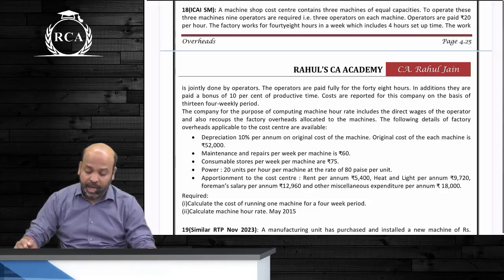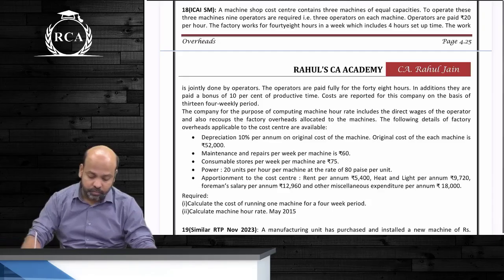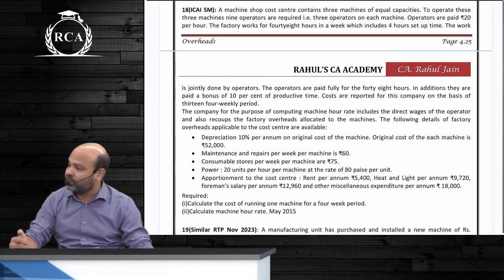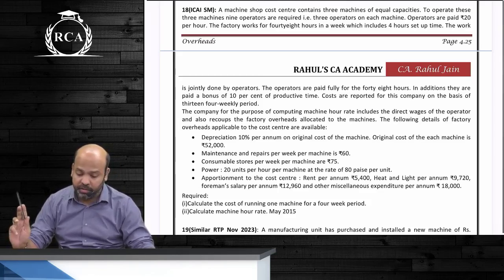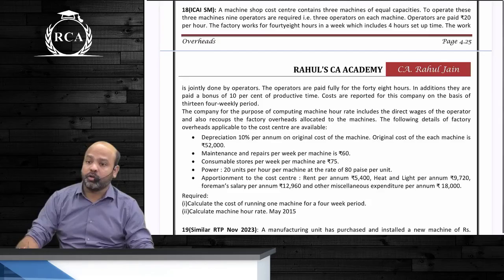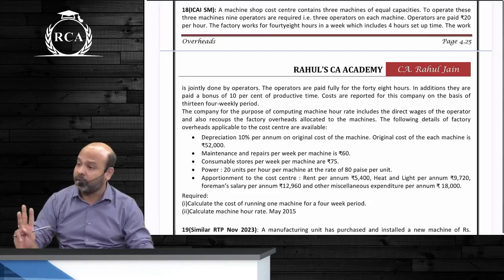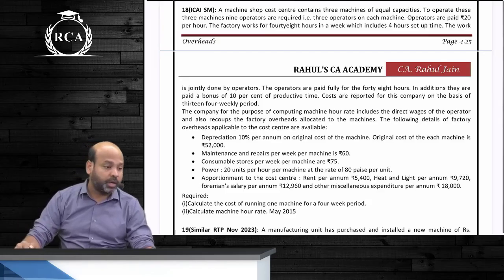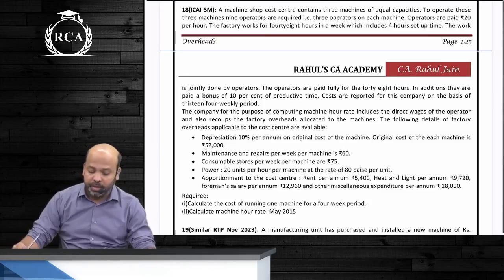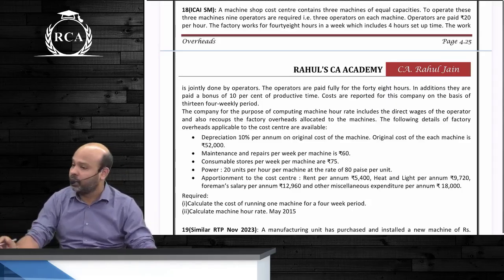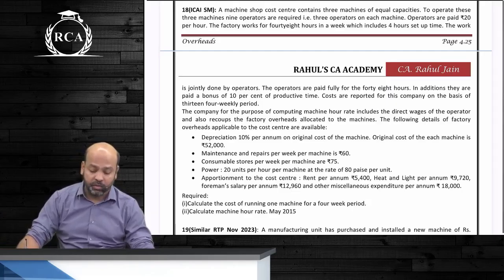The following details of factory overheads applicable to the cost center are available. Depreciation, guys, is applicable to what? Cost center. Underline the word cost center, beta. If there are any expenses, and the cost center comprises how many machines? So you may have to divide common expenses given by 3 to arrive at cost per machine. Depreciation is 10% per annum on original cost of the machine. Original cost of each machine is 52,000. This is already per machine. You do not have to divide by 3. This will be depreciation, beta, 5,200.